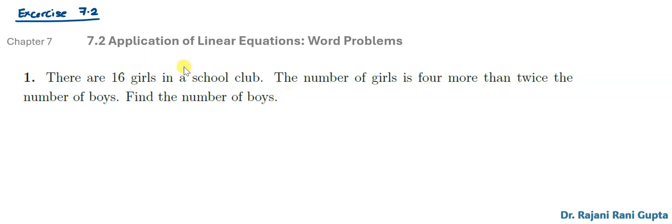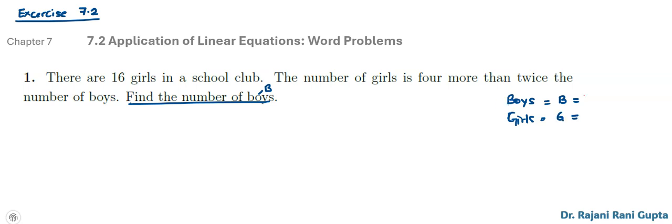Okay. So in the question they are talking about the number of boys and the number of girls. What do they want? Find the number of boys. So we have to find boys. Let me say B for boys and G for girls. We don't know the number of boys. So now let's read the question again.